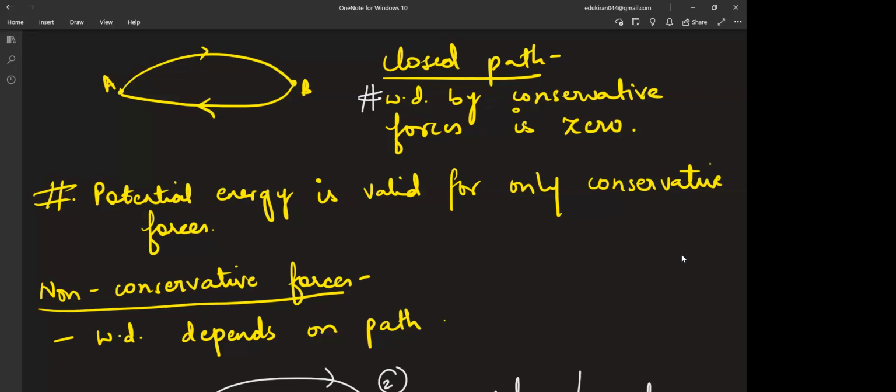Ma'am, closed path means the initial and final point are the same. Yes, closed path means when the initial and final point are the same. The entire path has to be closed.